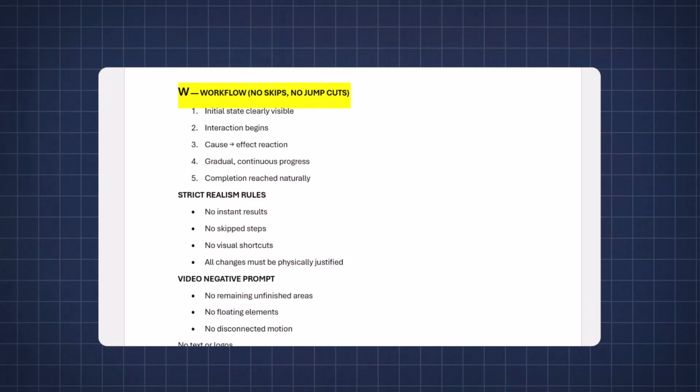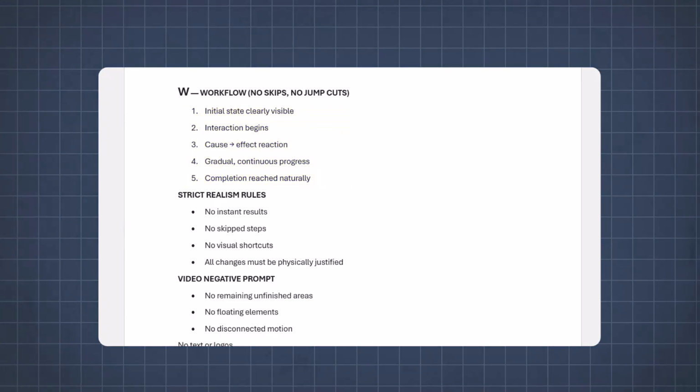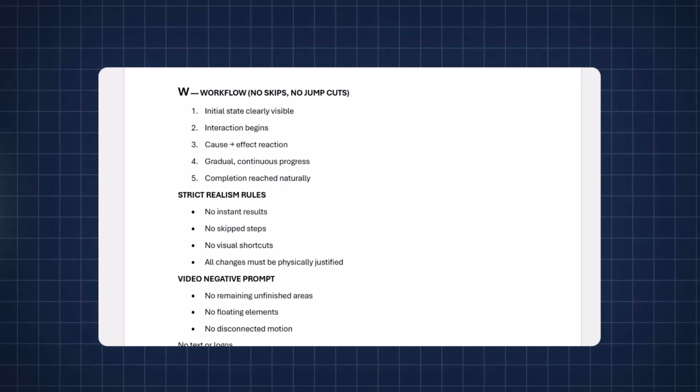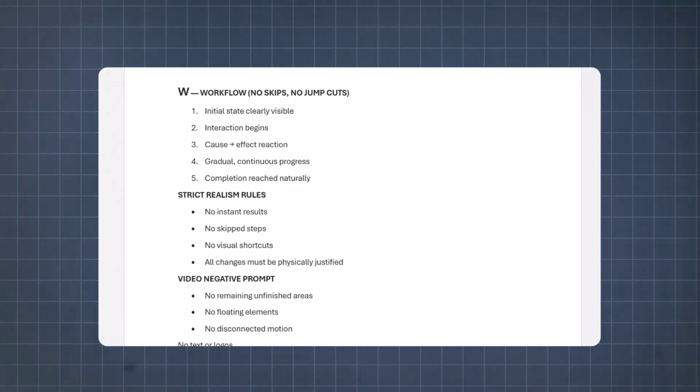Next, we work a workflow, which translates to you give the AI a step-by-step process to follow. You see, AI loves to take shortcuts, so our job is to make things go in order by showing the AI where to start, letting the actions happen, having everything unfold naturally and gradually, with everything finishing on its own. Put another way, every step should be clear and make sense. No jump cuts, no instant weird transformations, and so on.